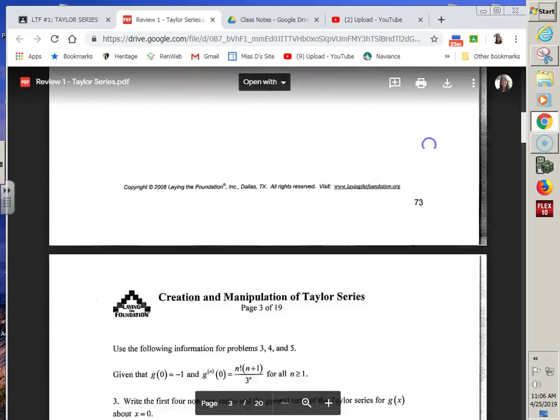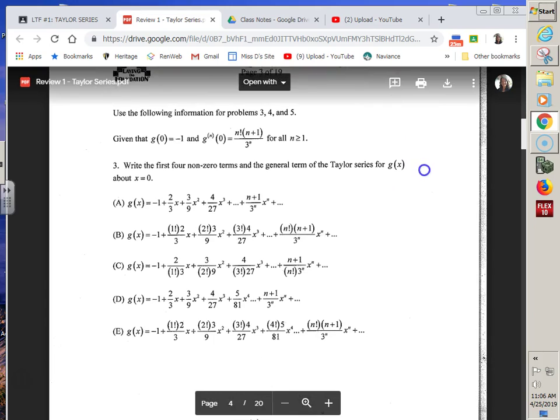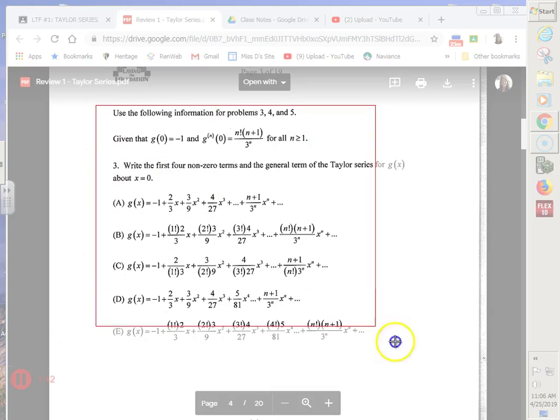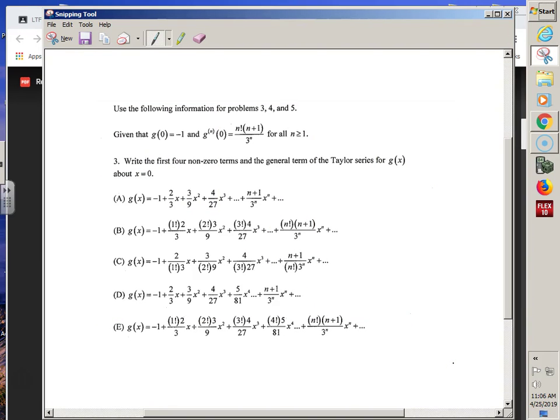Okay. Number 3 is a non-graphing calculator. Oh, and it's a beast. We all got B. Okay, focus. Write the first 4 non-zero terms in the general term of the Taylor series for g of x about... Who is g of x? This guy who starts with g of 0, but they all start with negative 1. Well, that's no fun. Okay, can we just go ahead and write it out? Are we cool?